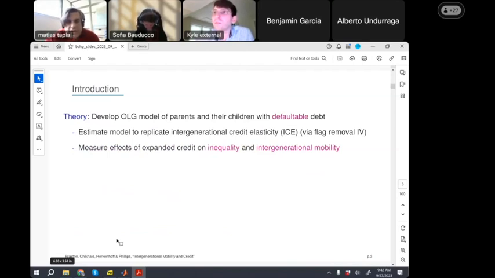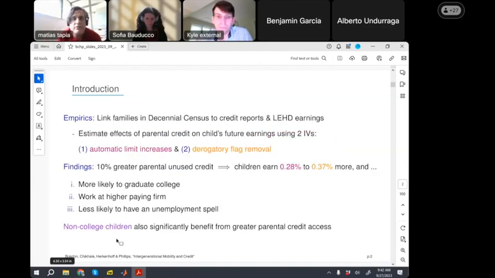So we're going to take these empirical estimates. Very simple question. The effects on college graduation and probability of being employed at higher firms, what's the magnitude of those? Are they large? They're relatively small. So I'll show you. A 10% increase in parental unused credit increased the graduation rate by about 0.1%. And if you were to try to explain all of this earnings variation through simply going to college, the implicit college wage premium would be off the Richter scale.